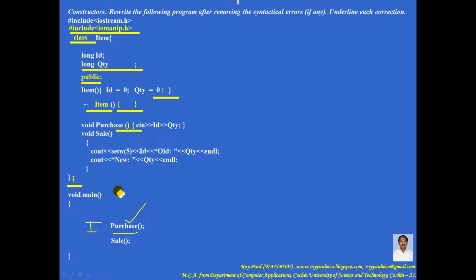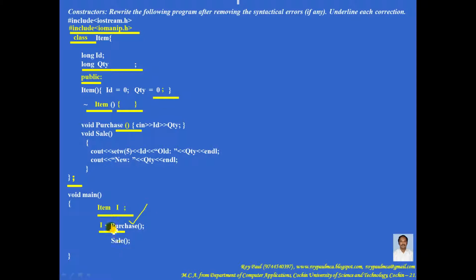So first I need to declare an object of this class. Let me do that first. So here I is an object of the class item. Now this member should be called as I dot purchase. I dot purchase. So remember the rule, members of a class should not be used alone.